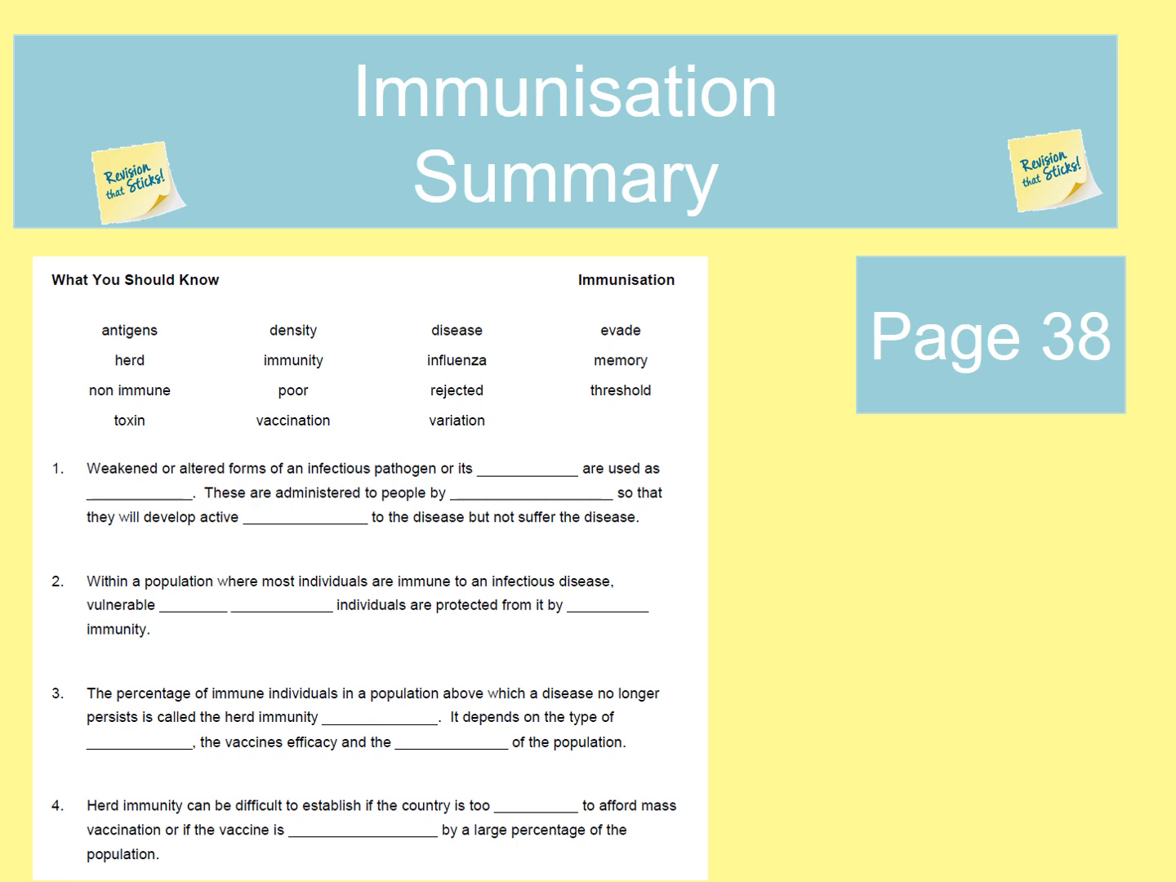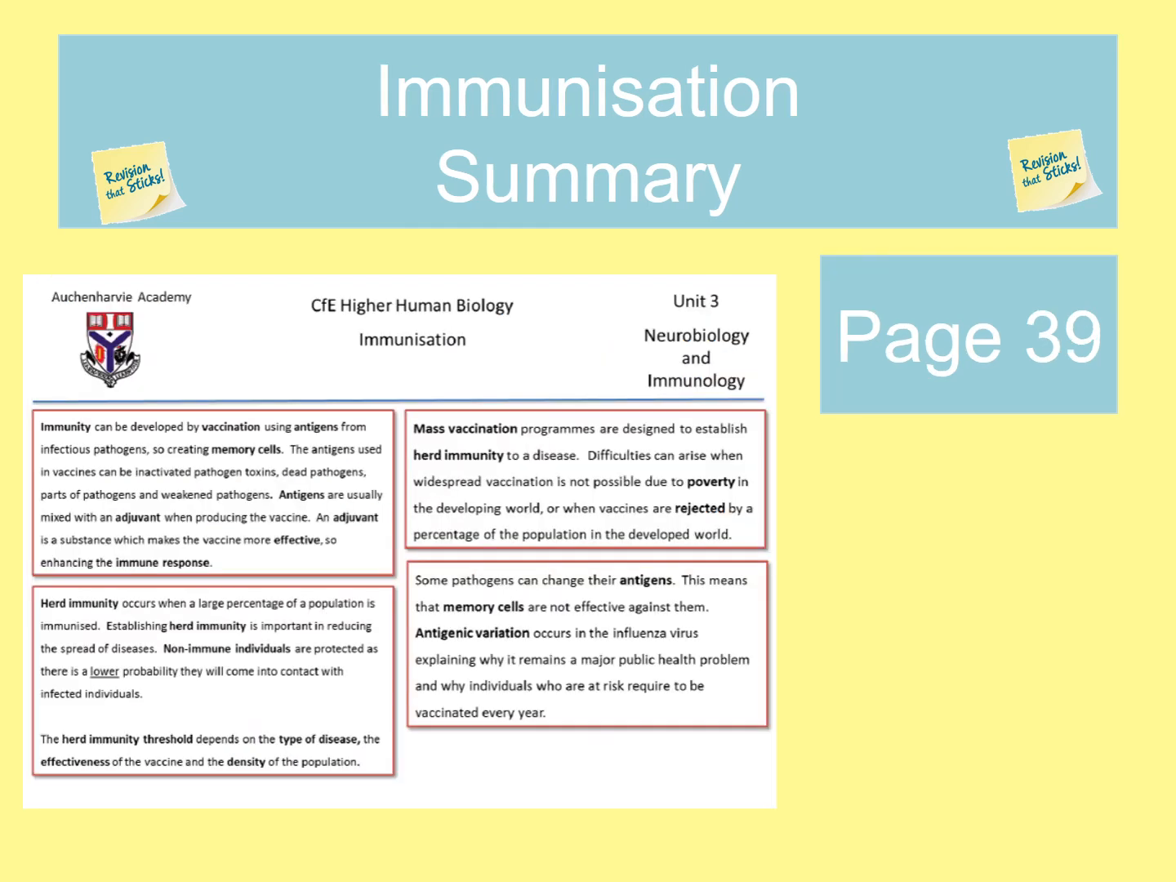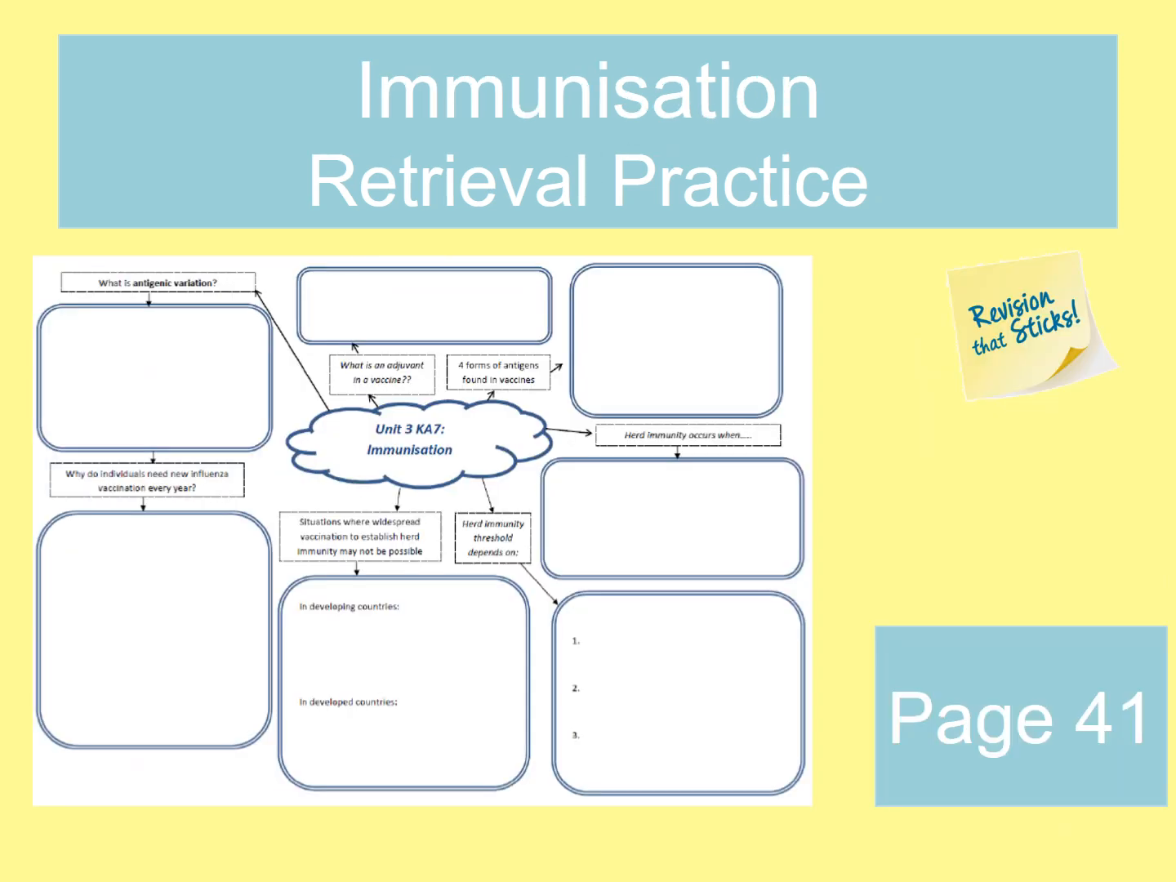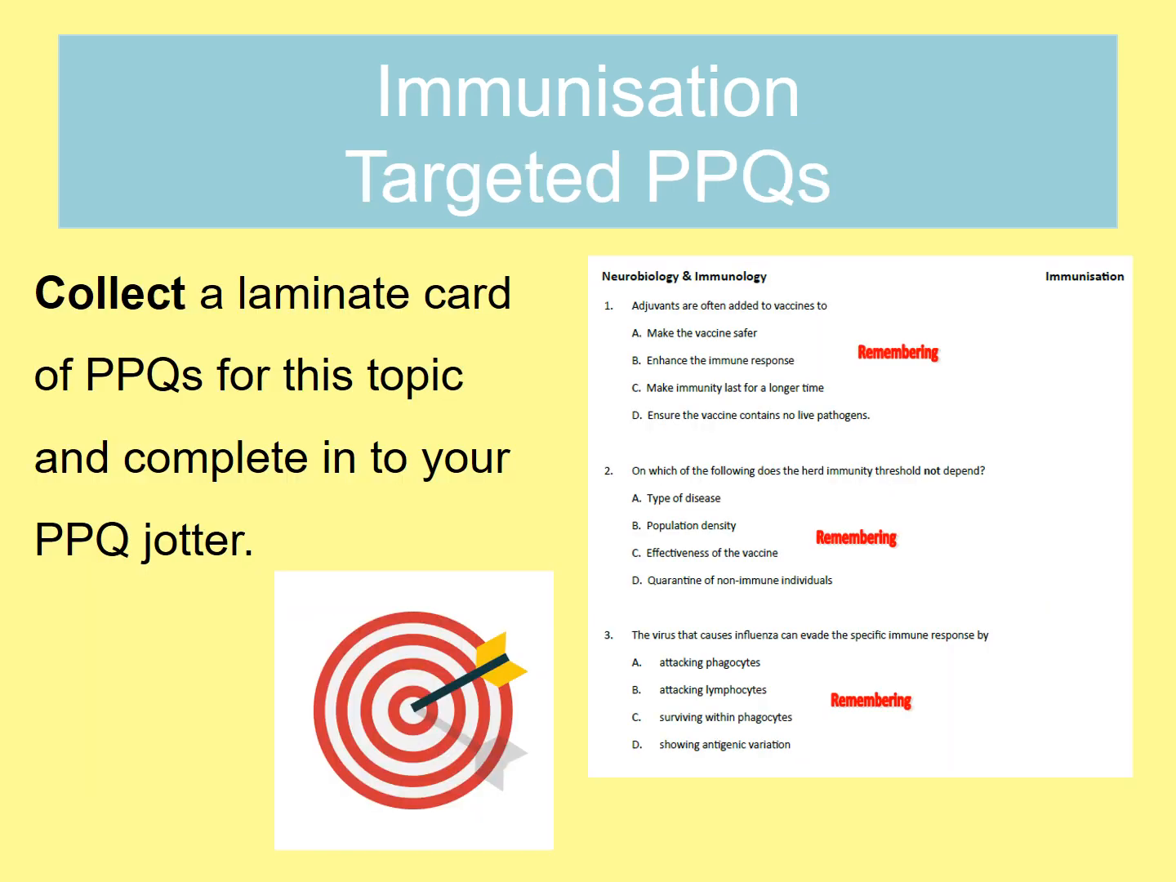On page 38, you have your completing the blanks summary, which is set to level C. On page 39, you have your completed summary in line with the SQA document. And again, this is everything set at level C that you need to know for the exam. We have our retrieval practice statements on page 40, our retrieval practice mind map on page 41. And in class or on Teams, you have your immunisation targeted past paper questions.